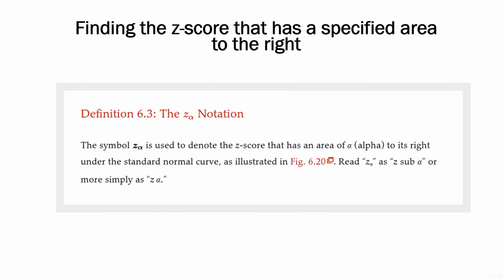It will often be necessary for us to find the z-score that has a specified area to its right. We can do this with a special type of notation called z-alpha notation. The symbol z-alpha is used to denote the z-score that has an area of alpha to its right under the standard normal curve. We read it as z sub alpha, or simply z-alpha.